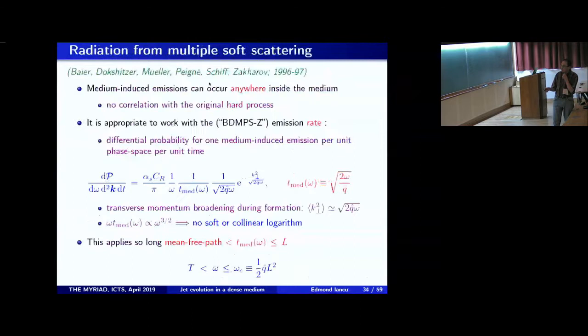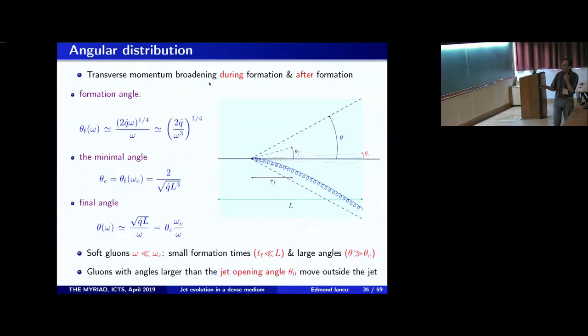Soft gluons have small formation times, and they have large production angles, much bigger than theta C. And the limiting angle, theta C, is only achieved for the limiting energy, omega C. The hardest energy, the smallest angle, that's a limit of the spectrum. But the typical gluons with energy much more than this limit have much larger formation times and much larger angles. In particular, those which are soft enough will have angles larger than the jet opening angle, which means that they will move outside the jet.